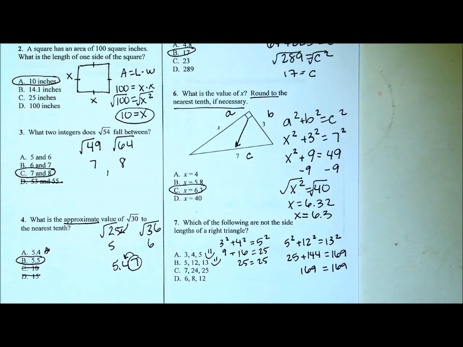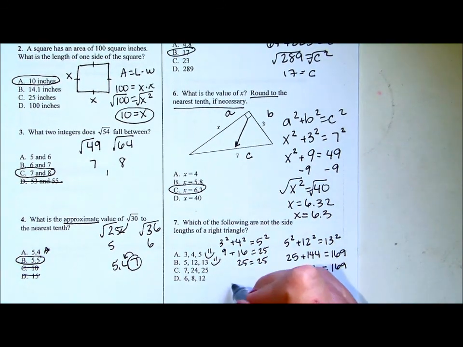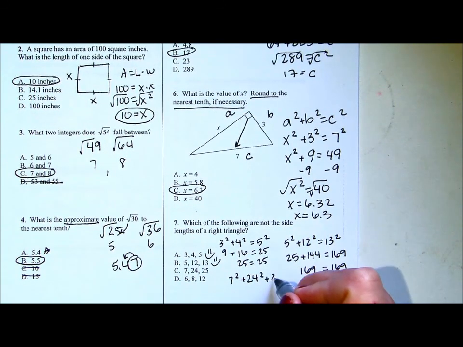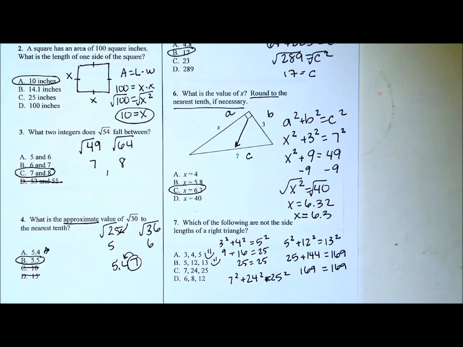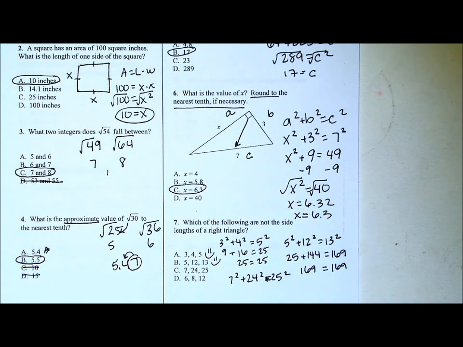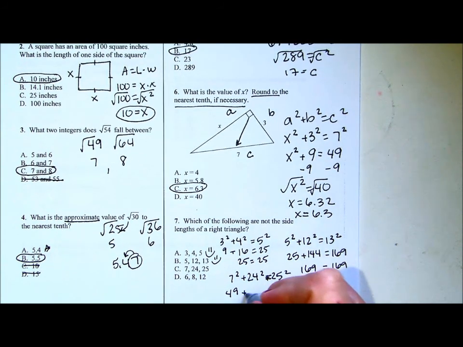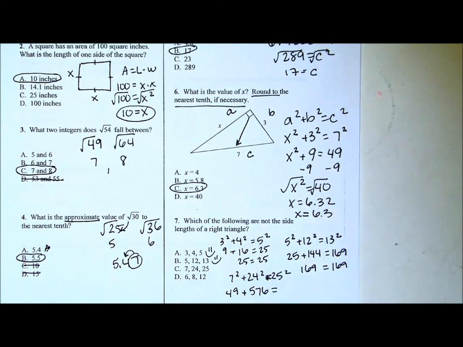Next, C. We're going to go 7 squared plus 24 squared equals 25 squared. 7 squared is 49 plus 24 squared, which is 576, equals 25 squared. Now 49 plus 576 does give us 625.